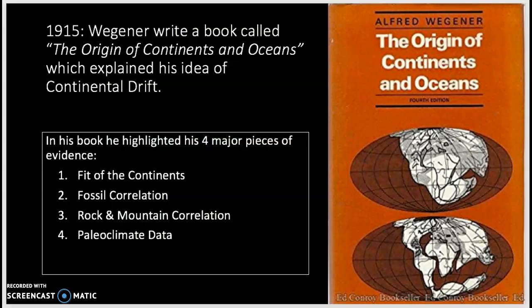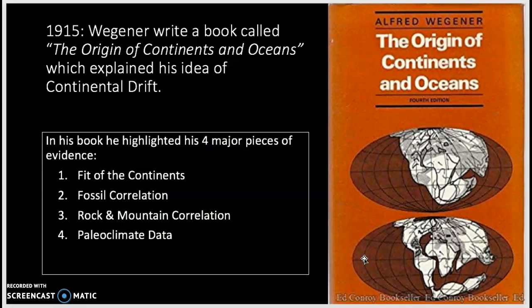Okay, so Alfred Wegener in 1915 wrote his book, called The Origin of Continents and Oceans, and it explained his idea of continental drift. You could probably find that in the library when we can go back to the library. But his book highlighted four major pieces of evidence.